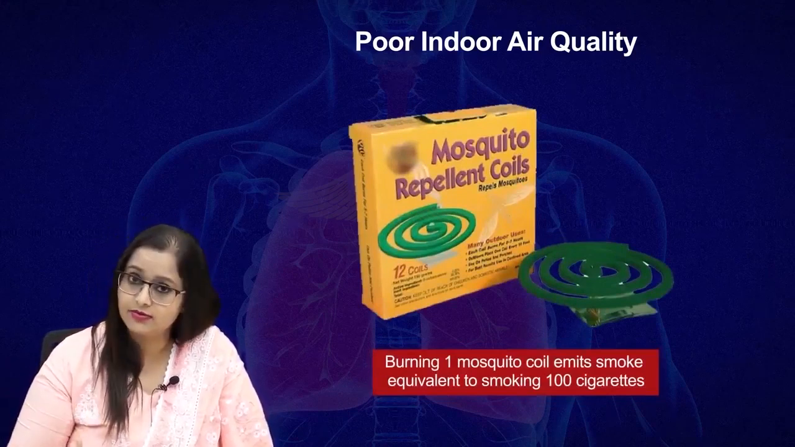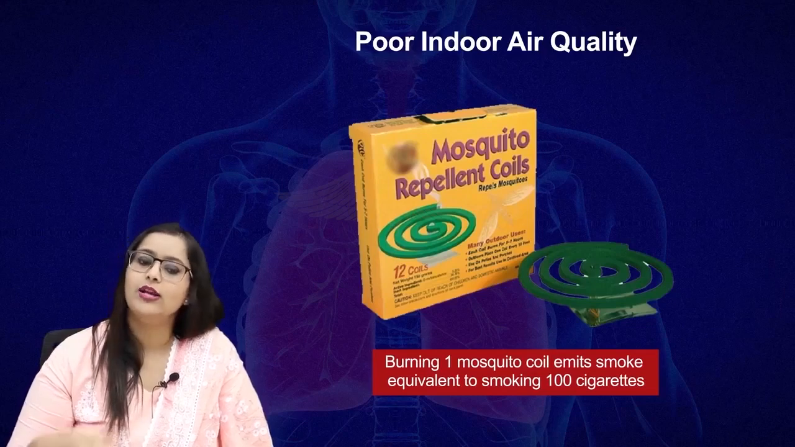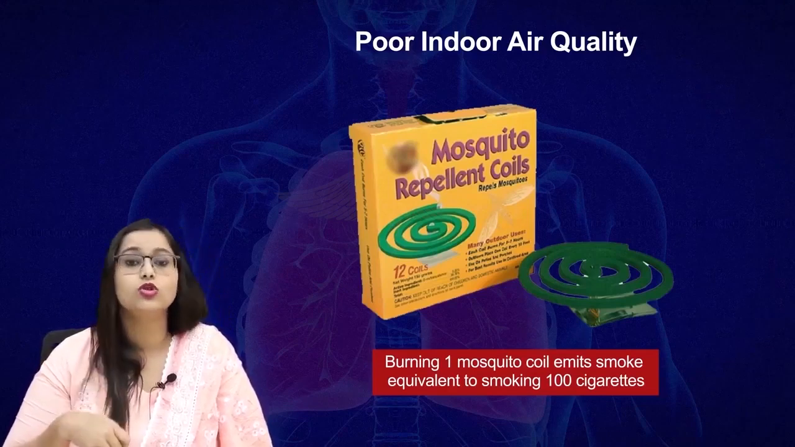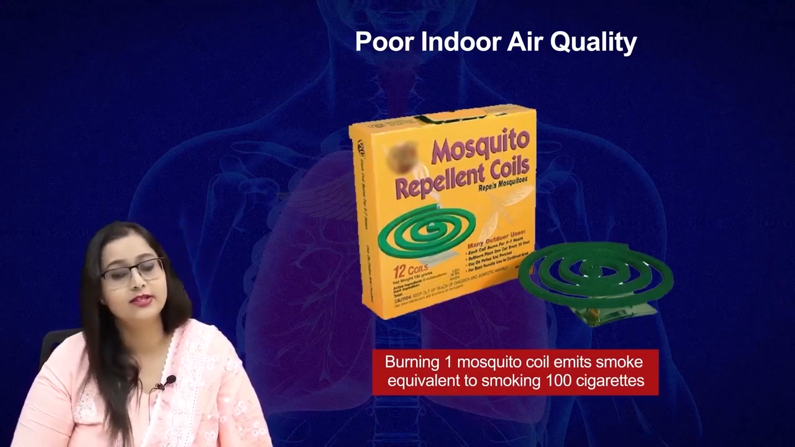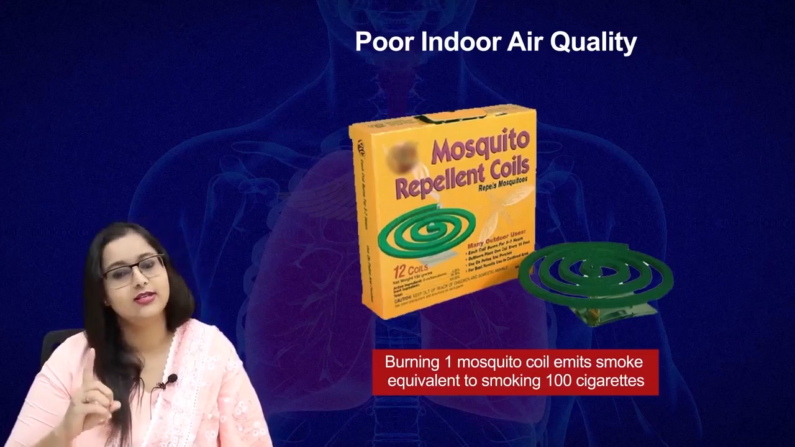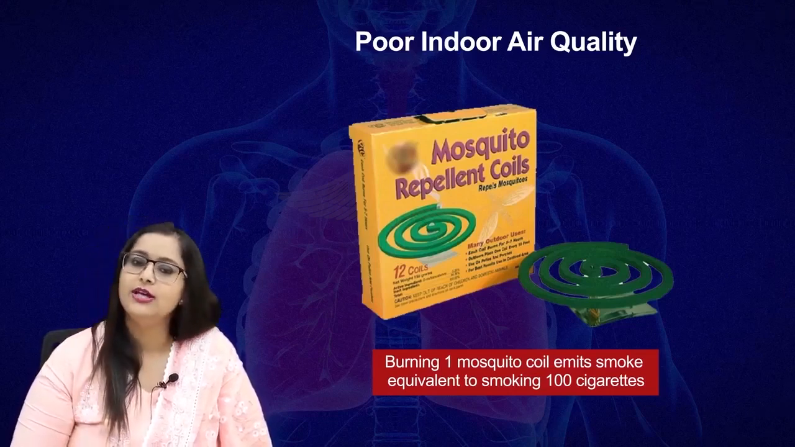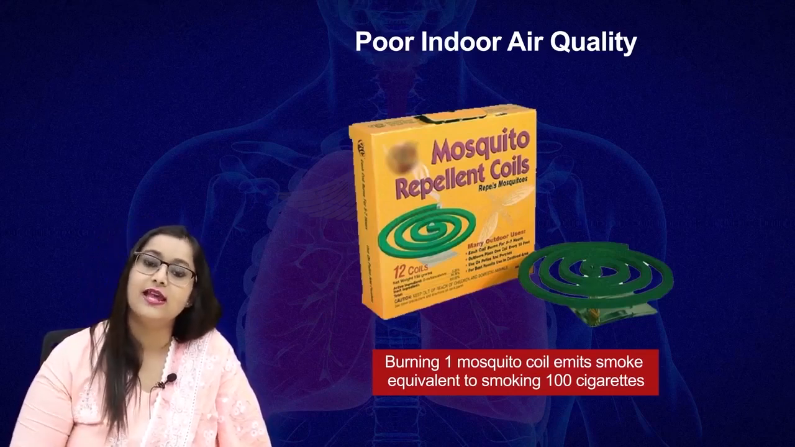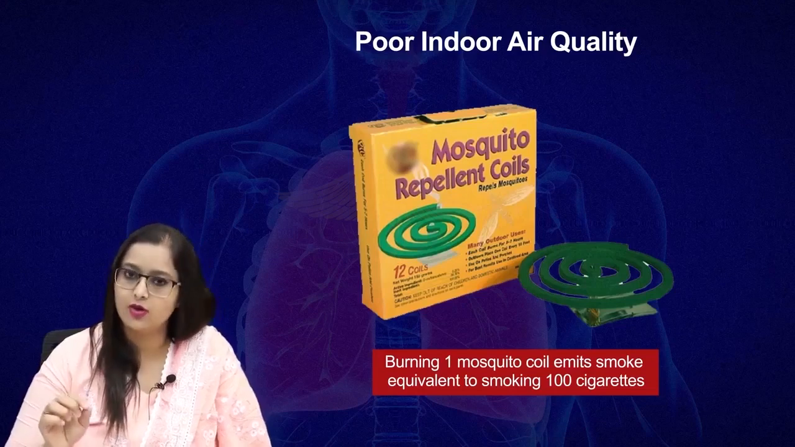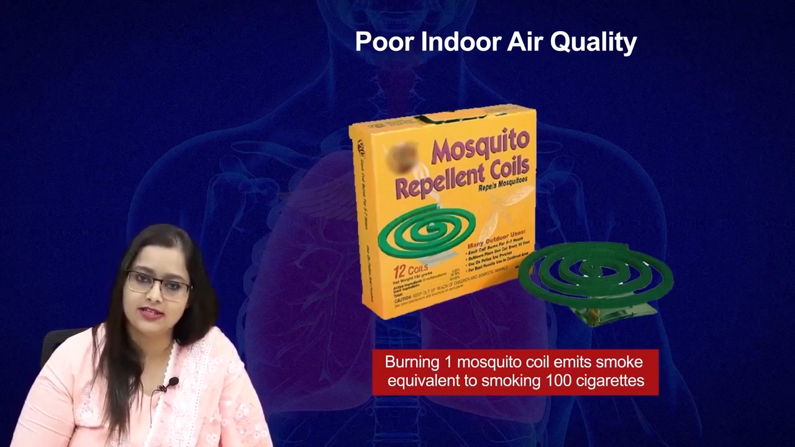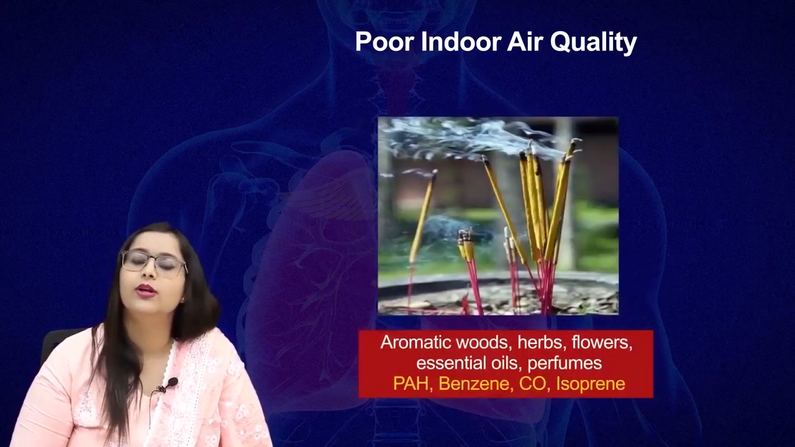and we burn it to get rid of mosquitoes. Mosquito coil emits huge levels of PM particles and carbon monoxide, which again is a huge airway irritant and predisposes us to the risk of asthma. Burning one mosquito coil at night for 8 hours in a closed room is equivalent to smoking 100 cigarettes in a day. And therefore, it is very important to check out the burning of mosquito coils when you're taking down the history of an asthmatic patient. Same with burning of incense sticks.